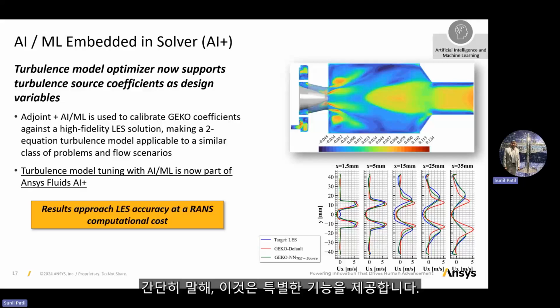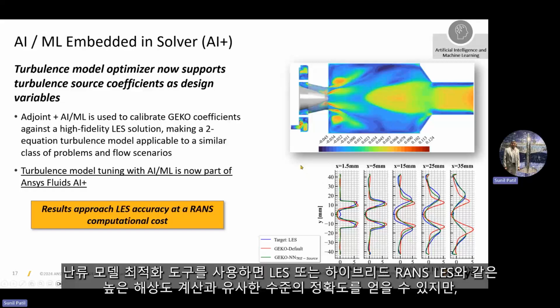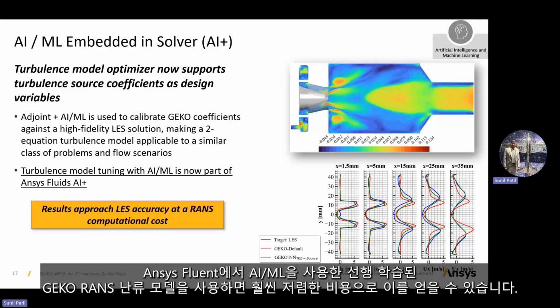So, in a nutshell, this specific capability, the turbulence model optimizer, allows you to have a similar level of accuracy as these high fidelity calculations, like LES or hybrid RANS-LES, but get that at a much lower cost with the RANS turbulence model, with the upfront training using AI/ML and their joint technology in Ansys Fluent.